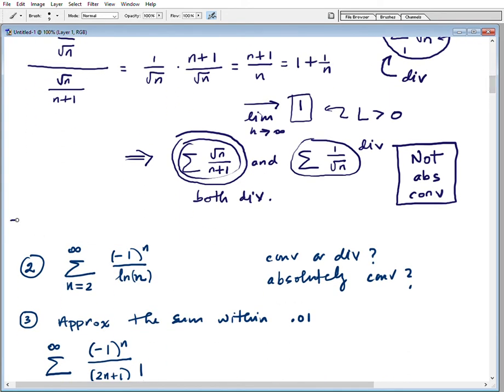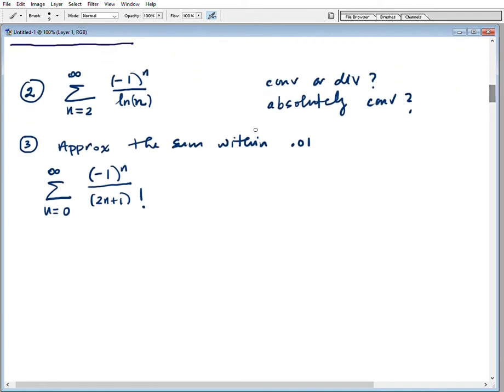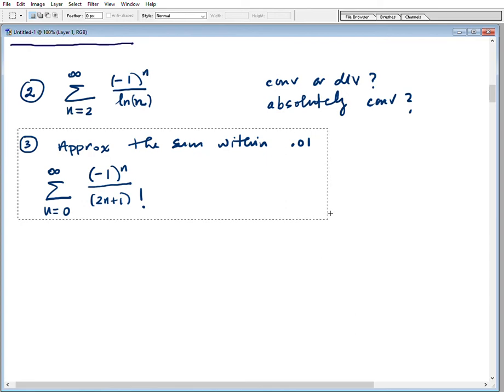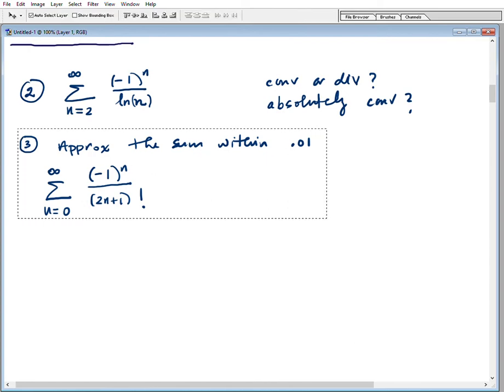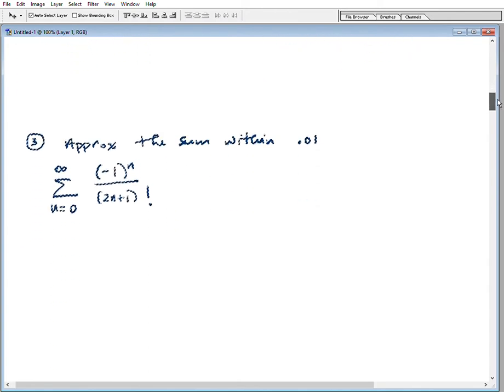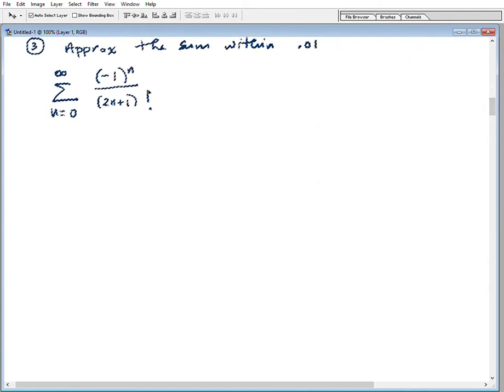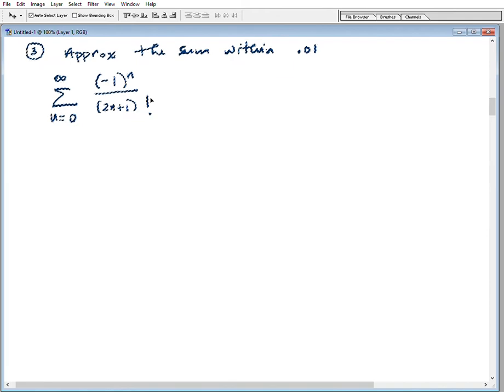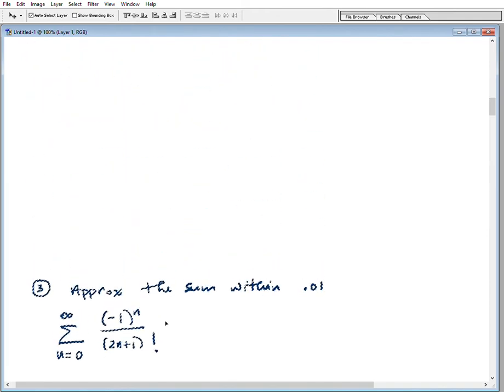All right, let's look at the second one. Okay, I'm going to pull down number 3. I'll pull it down a little bit more.